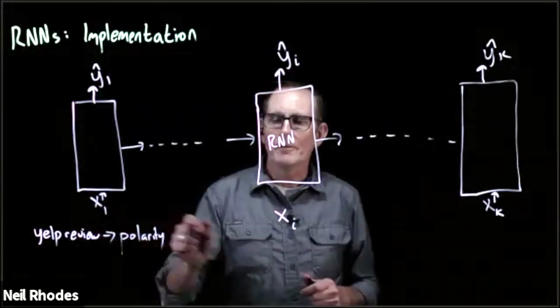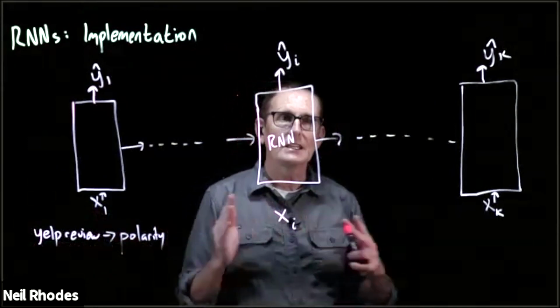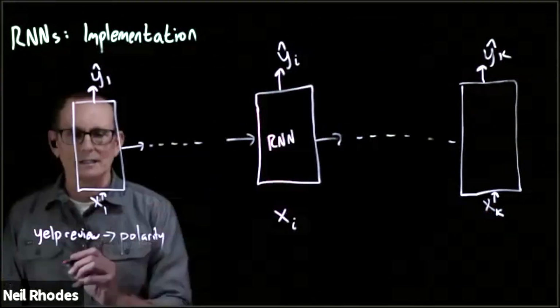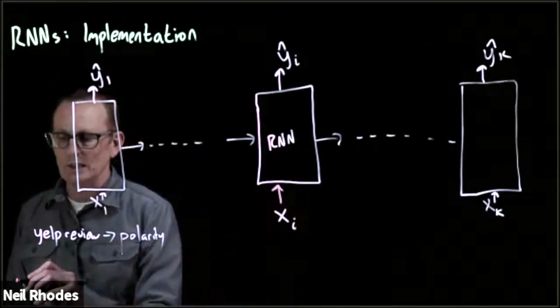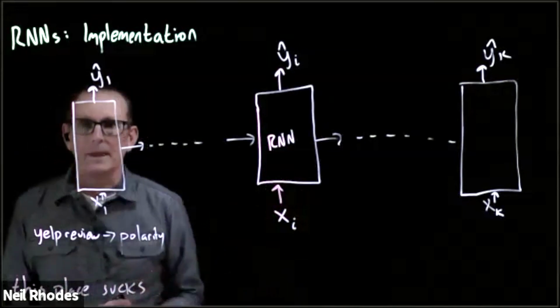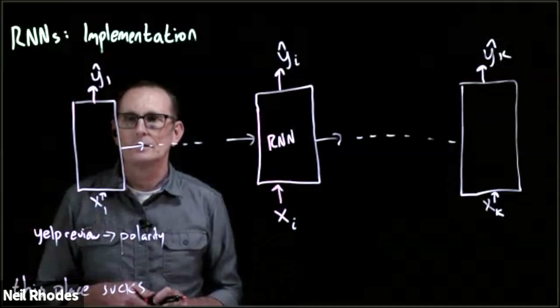The question is, if what we're doing is Yelp reviews to polarity, what is the format of each of these x sub i's in the sequence? Well, let's think about this a second. These are the x's, right? These are the inputs. So we have an input like "this place sucks." Okay? What's x sub 1 going to be? I'll tell you that k is going to be 3 because we're going to feed in 3 words.